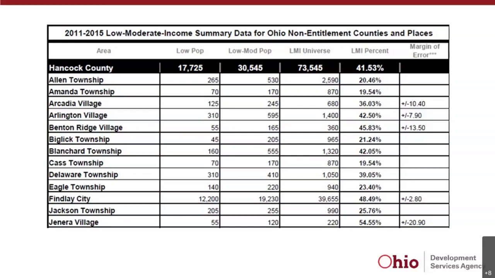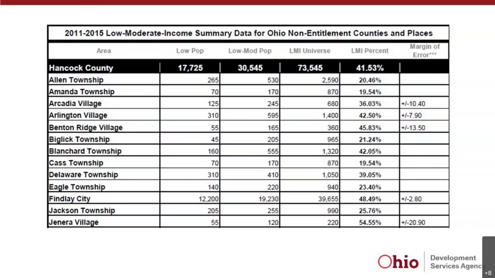If you look at Arcadia Village, because the margin of error is 10.4%, you are permitted to do an income survey. But looking at the margin of error in comparison to the LMI percent, you may not want to do an income survey, because combining those two numbers together only yields an LMI percent of 46.43.